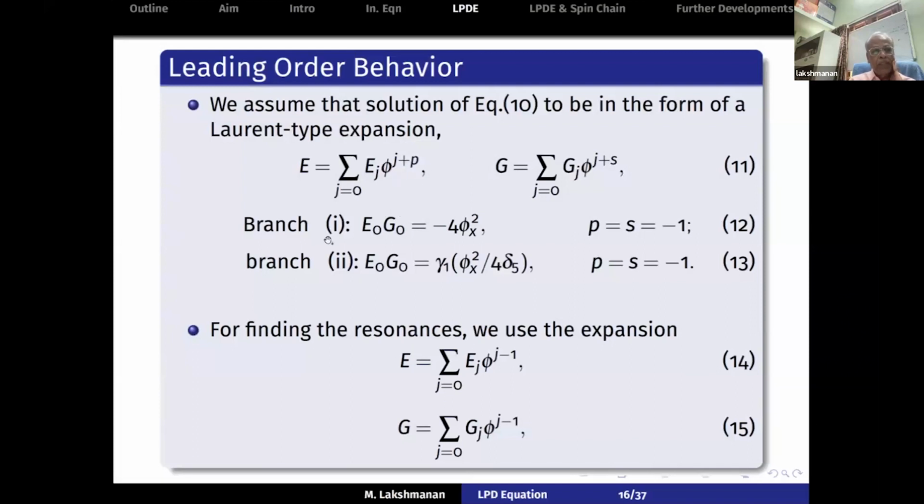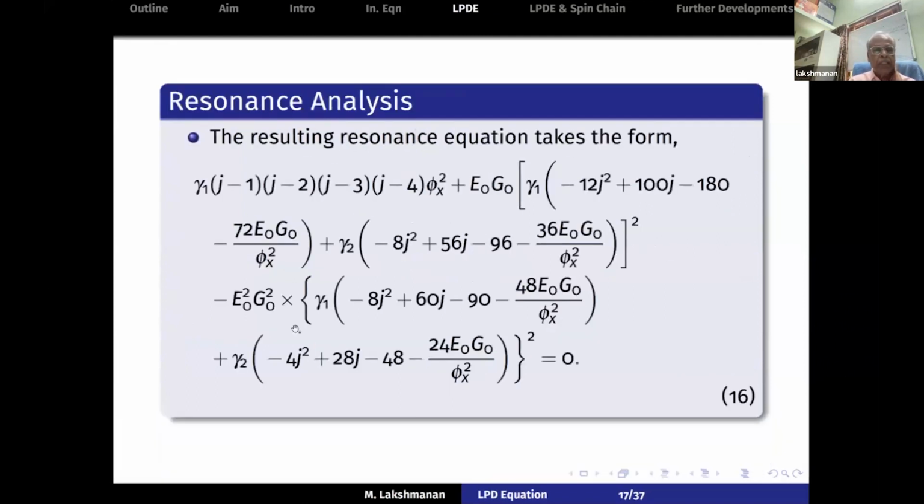First, you can look at the leading order, and you will find the leading orders. P takes the value P, and S takes the value -1. And at that order, you find the leading order coefficients E0, G0 have this form. Two possible expressions for the leading order. And then you try to find the resonances, the powers at which arbitrary functions can enter.